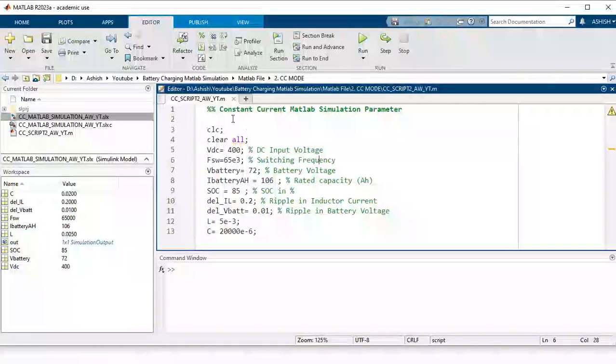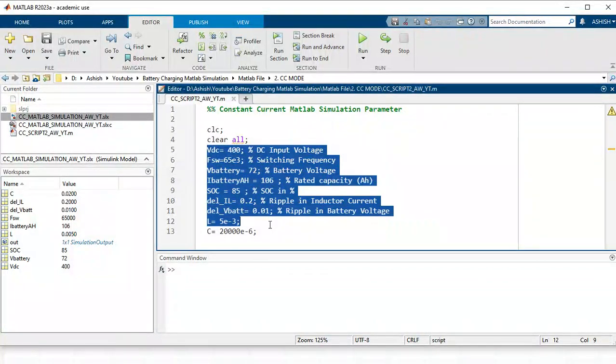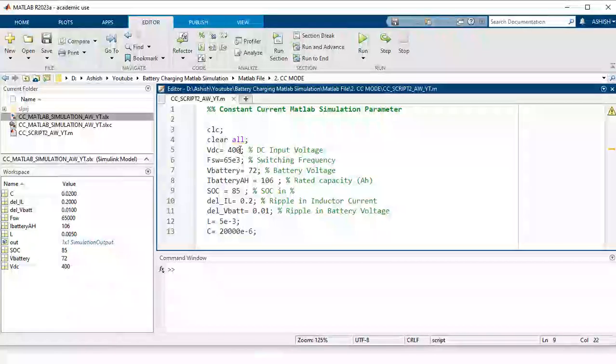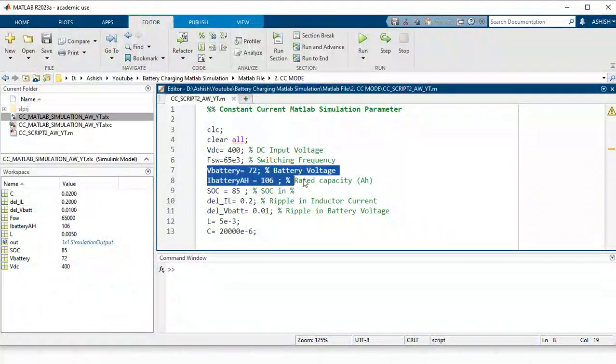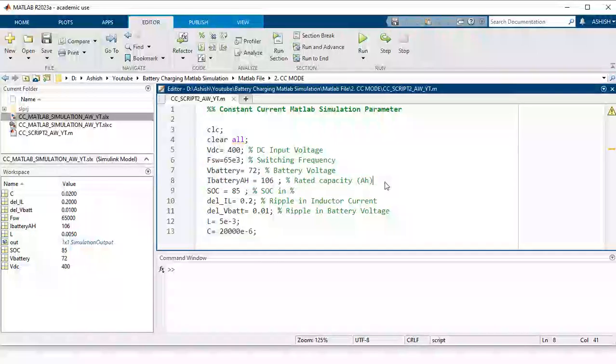So this is just my script file for the constant current MATLAB simulation. I have again the same script file I am using here. My VDC is again 400 volt. My switching frequency is 65 kilohertz. I am taking a battery of 72 volt and 106 ampere hour rated capacity. Again, I am taking my state of charge as 85%. So I am assuming that my battery is initially charged to 85%.